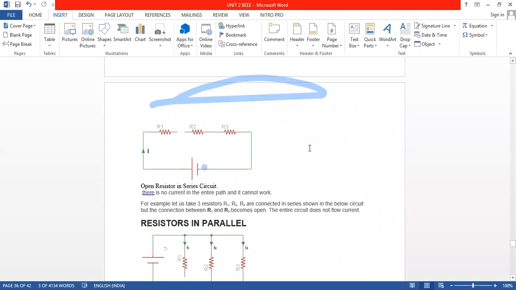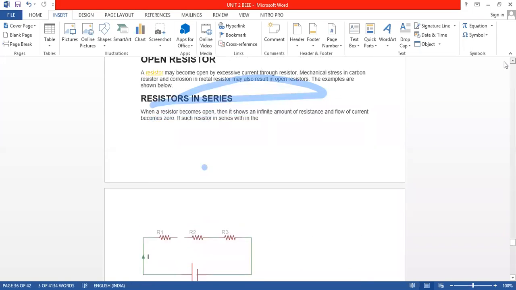Yes, you must draw an asterisk explaining the fault. Here there is no connection. When there is no connection between two resistors, then a fault occurs. When this fault occurs, it is called open resistor. The resistor is open. What type of fault is this one? Open resistor fault. So that's why we have written here.